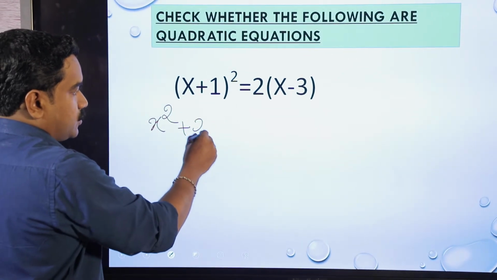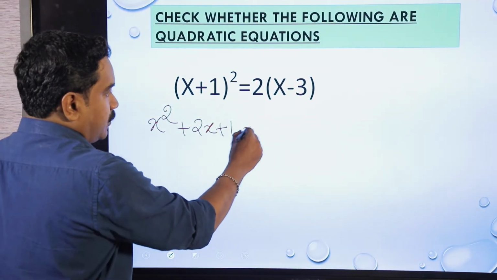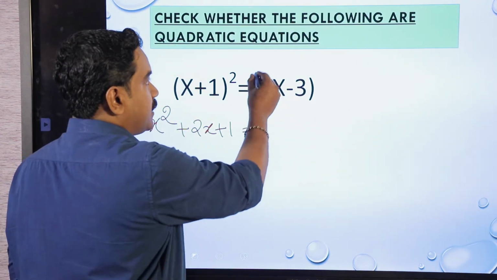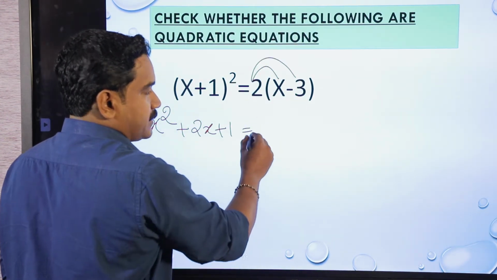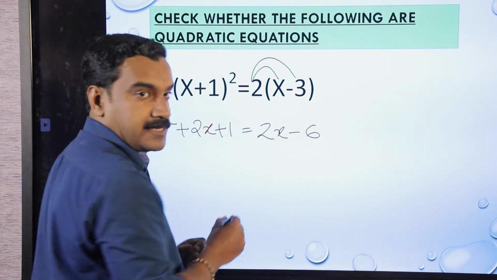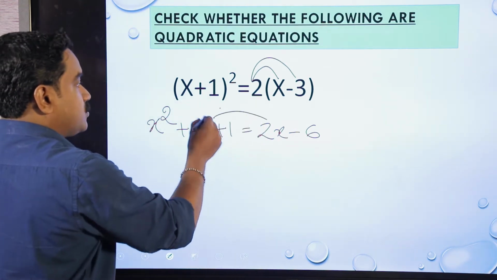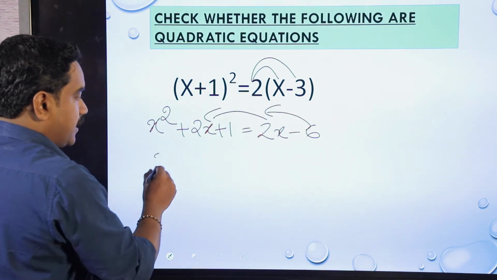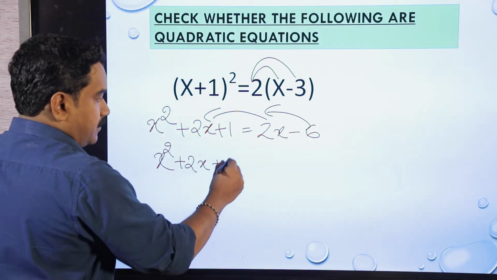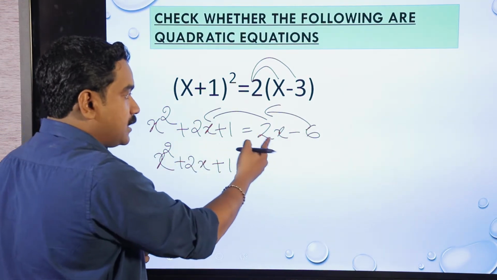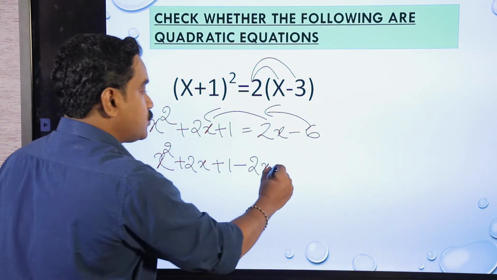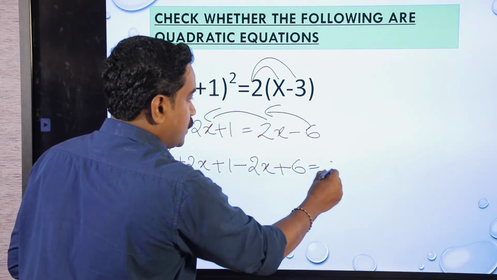X square plus 2x plus 1 equal to the RHS, 2 into x minus 3. What is 2 into x minus 3? 2 into x and 2 into minus 3. 2 into x is 2x. 2 into minus 3 is minus 6. So bring all these terms to this side. You will get x square plus 2x plus 1. This 2x is actually positive 2x. If you bring this to the left side it becomes minus 2x. Negative 6 becomes plus 6, equal to 0.